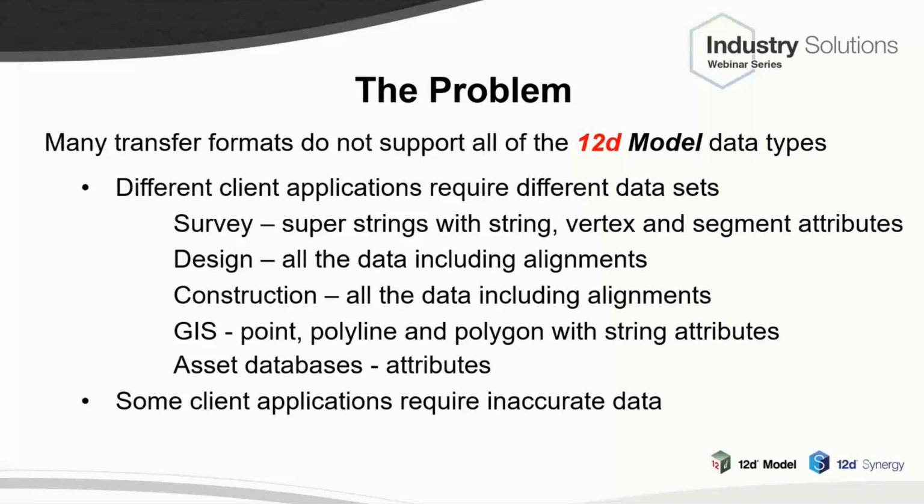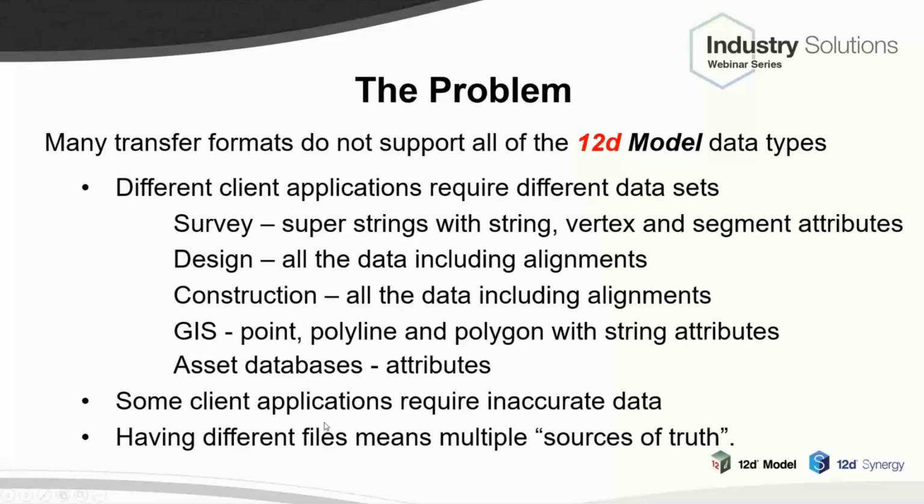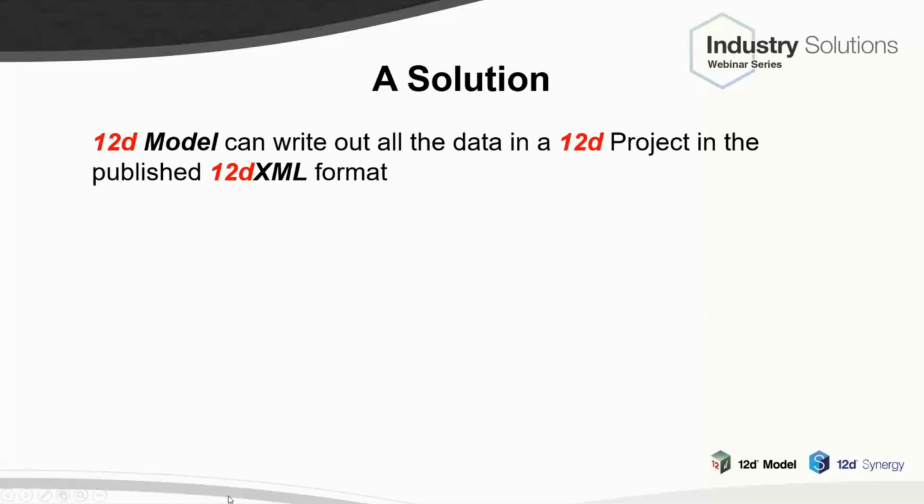So in that case, you have to take the ends of the pipes and move them. So you're actually having to have inaccurate data. It would be good if the client could do that themselves, so you just give them your proper data. Having all these different types of files means you're going to have multiple sources of truth. And it's good to be able to just give your clients the one source of truth, which is exactly the data you've got. So that's the problem we have with data going around to different applications and different systems.